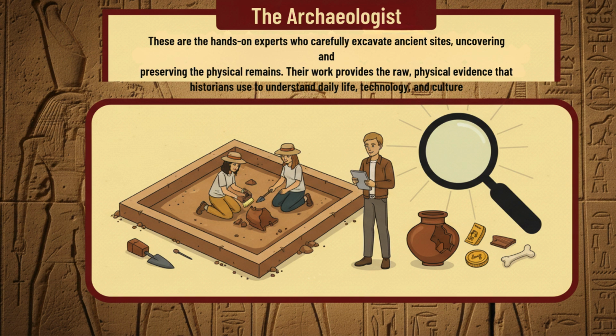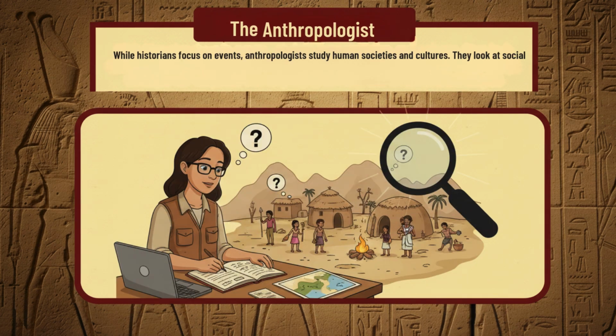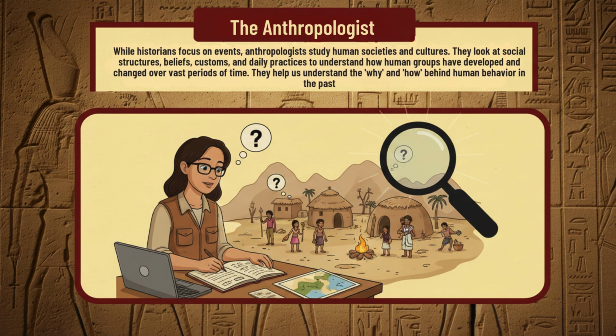Palaeontologists study fossils, the preserved remains of ancient plants, animals, and early humans. By examining a fossilized skull or a bone, they can tell us about the diet, health, and evolutionary journey of ancient species, painting a picture of prehistoric life. The anthropologist. While historians focus on events, anthropologists study human societies and cultures. They look at social structures, beliefs, customs, and daily practices to understand how human groups have developed and changed over vast periods of time. They help us understand the why and how behind human behavior in the past.